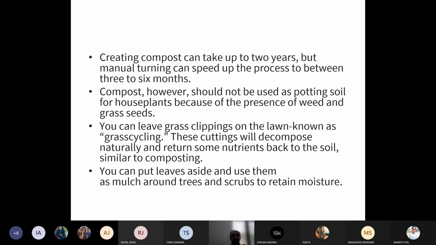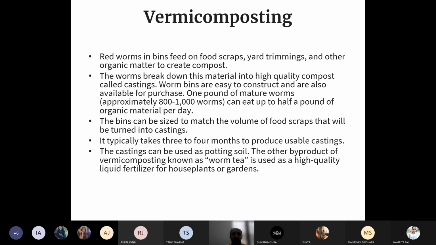Grass cycling ki baat, jo Delhi wali image maine dikhai thi, jo grass grow kar rahi hai green uspe. So that is always there. And you can put the leaves aside and use them as mulch around trees and shrubs to retain moisture. So that was the added benefit of how the compost can be used.